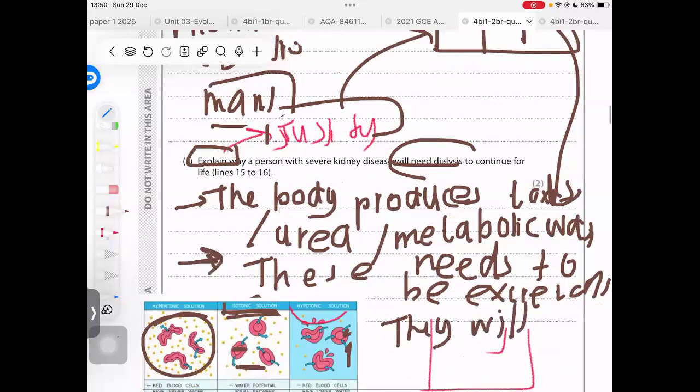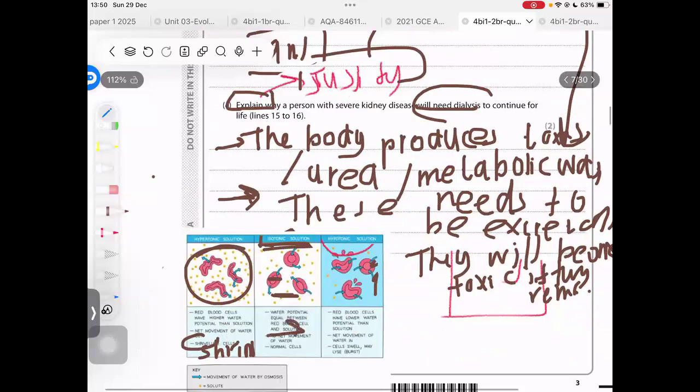For the second point, you can mention what is needed to be done with this metabolic waste. What is needed to be done? You need to excrete them, or you can mention that they will become toxic if they remain in the body. As the third point, you can write down the kidneys cannot. Here they are asking for only 2 points, so if you have written any 2 of these points, you can get the mark.